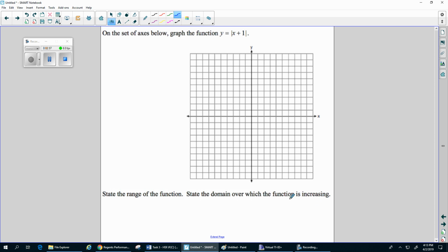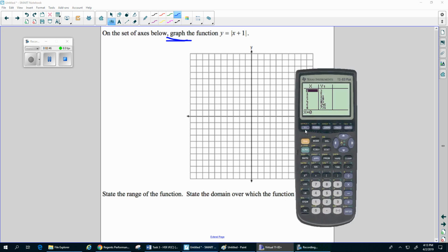Okay, the second problem asks us to graph a function. Anytime you want to graph something, you want to think about a table of values. So open up your calculator and let's enter that into y equals. To get our absolute value symbols, press math, go over to number, and press absolute. Okay, and we press x plus 1. On your calculator, you might see bars. That's okay. Let's open up our table of values.